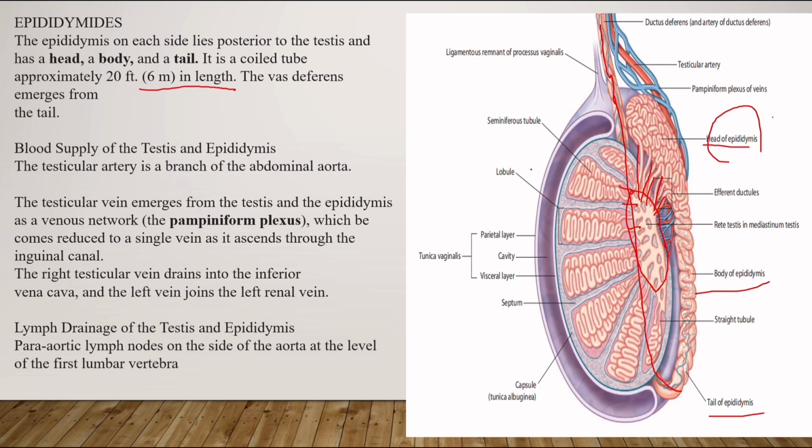Done. Now the blood supply: the testicular artery, which is a branch of the abdominal aorta. The venous drainage is from the testicular veins, also called the pampiniform plexus. The lymphatic drainage follows the arteries to the para-aortic lymph nodes at the level of L1. The pampiniform plexus unites to form the testicular vein. The left testicular vein drains into the left renal vein, and the right one drains into the inferior vena cava.